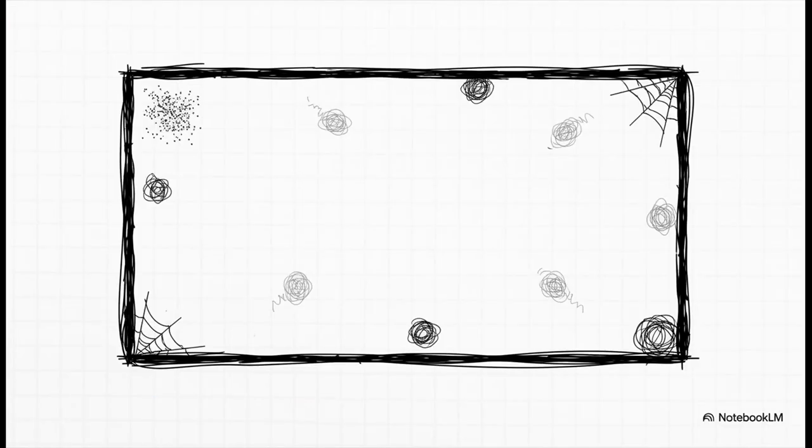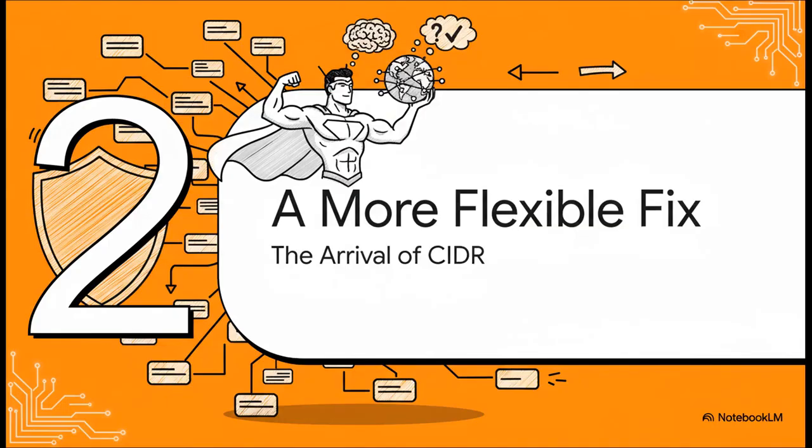And here's a real-world example of that waste in action. Say a company needed 10,000 addresses. They'd be assigned a Class B network, which gave them over 65,000. That means over 55,000 addresses in their block would just sit there, totally unused, reserved for them but doing nothing, all while the rest of the world was rapidly running out of addresses. Yeah, this couldn't last.